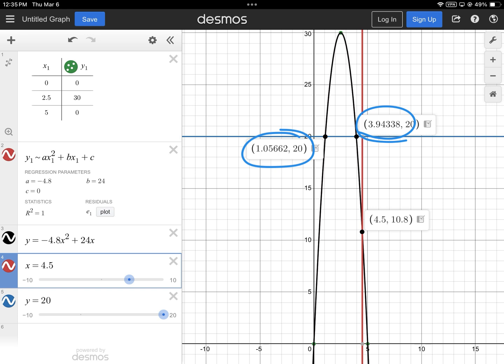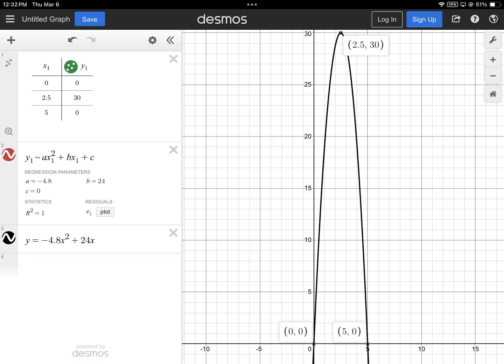So 1.05 and 3.94. So using Desmos or the yellow calculator, you should have gotten y equals negative 4.8x squared plus 24x. You could put plus 0 for the c because that was the y-intercept, but you don't have to put that. So whether you did this in Desmos or in the yellow calculator, go ahead and retype that equation. So if we need to find anything else, we've already got it there. You can see the little dots. You've got your roots and your vertex.